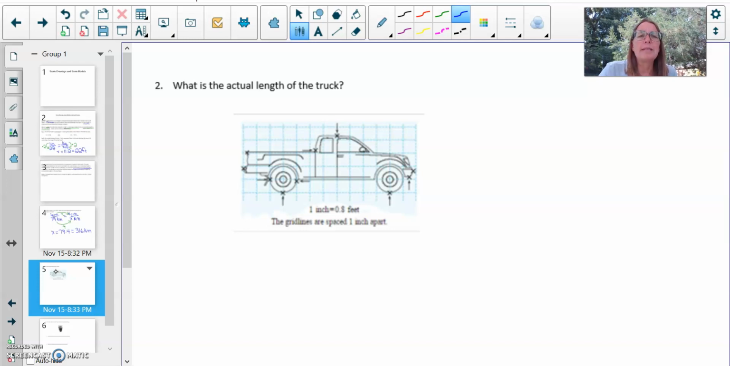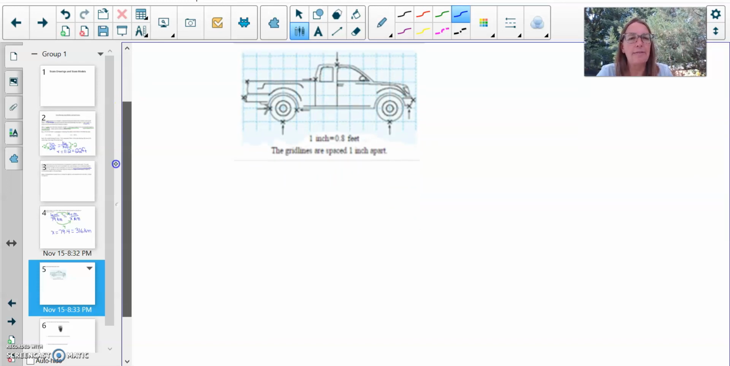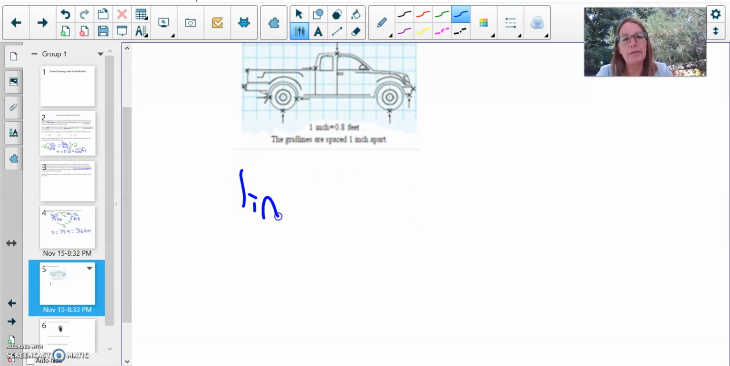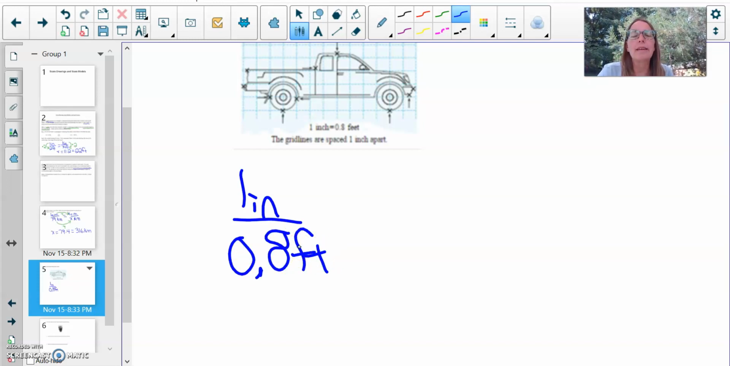Okay, question 2. What is the actual length of the truck? And if I look at the picture, it tells me that 1 inch represents 8/10 of a foot. So that's one of my ratios. 1 inch, 8/10 of a foot. And we're finding the length of the entire truck, and they tell me the grid lines are spaced 1 inch apart. So I have to count how far it is from the back of the truck to the front of the truck. So it looks like I have to do a little bit of estimating here.